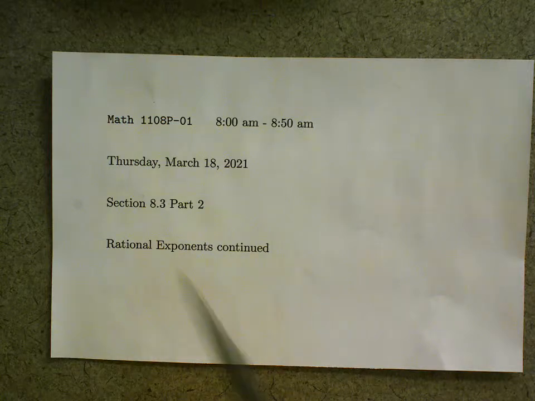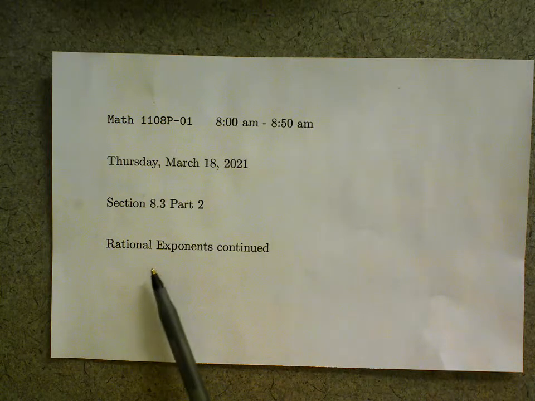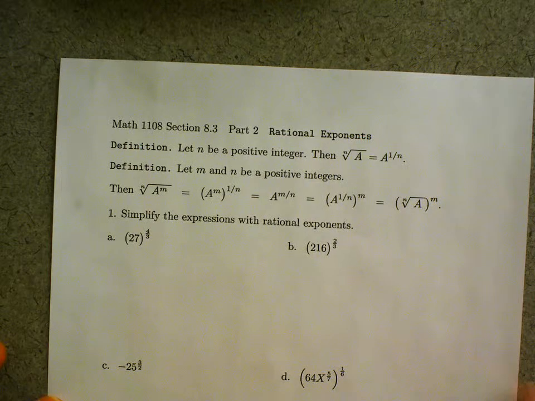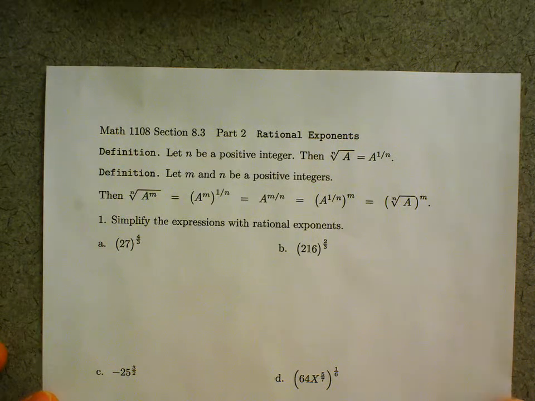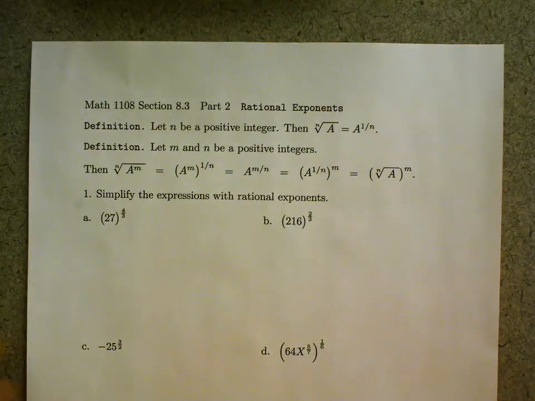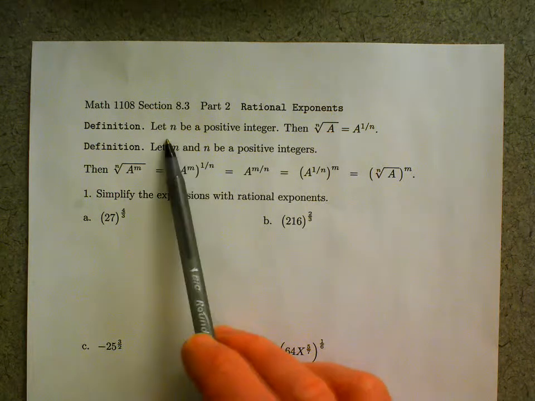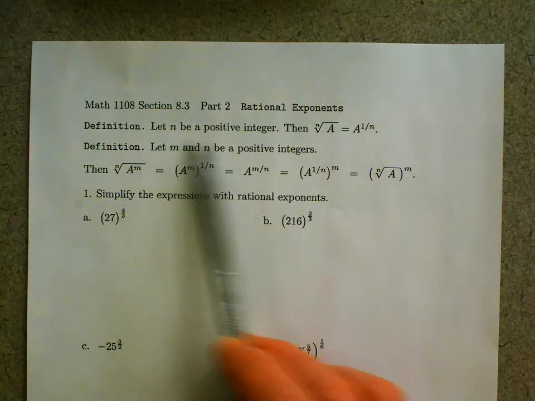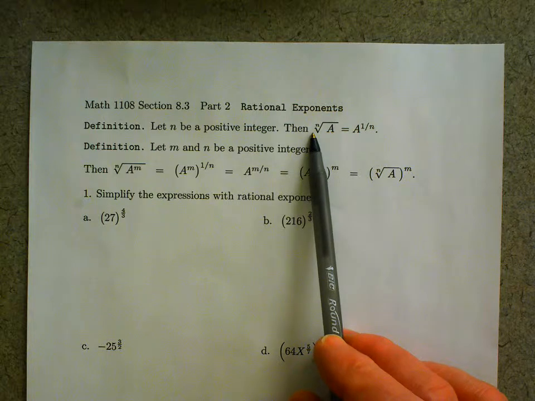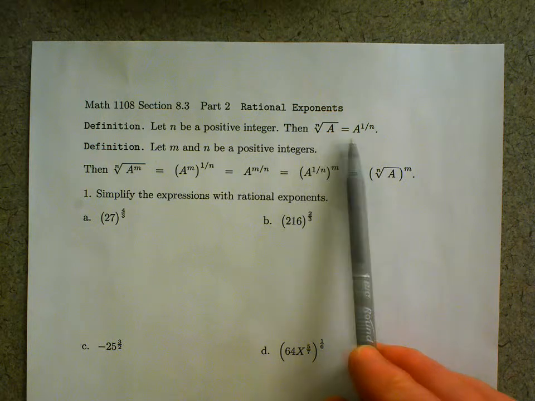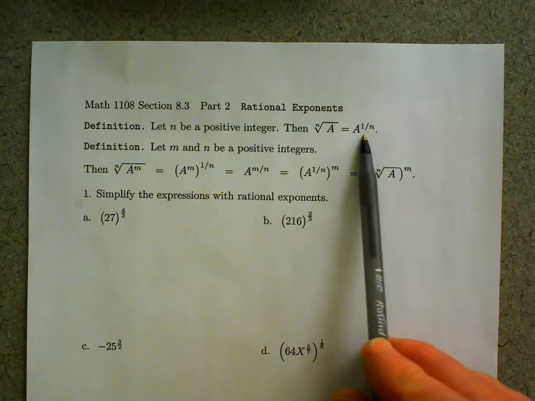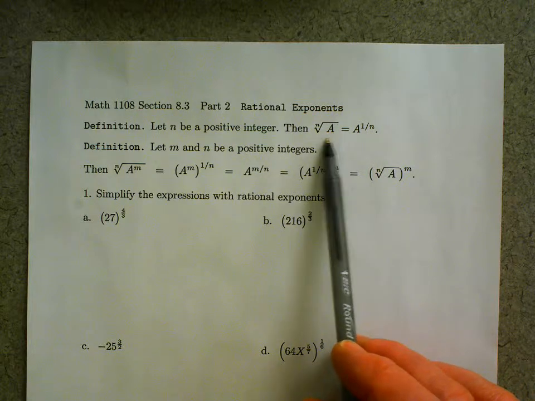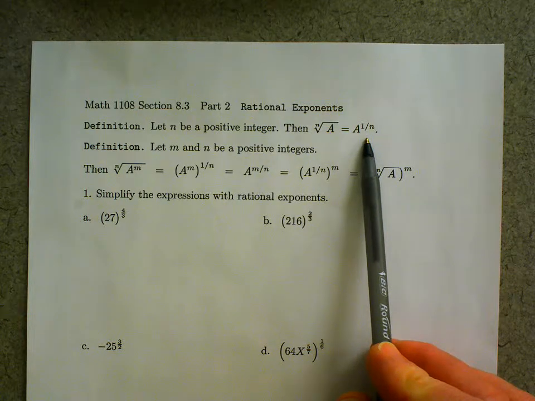We'll continue today in section 8.3 on rational exponents. So a repeat of a couple of definitions that we've already seen. If n is a positive integer, then the nth root of a is equal to a to the 1 over n. So this is an equation that equates a radical form to a rational exponent form.